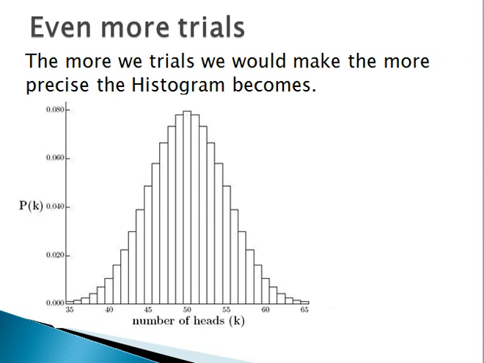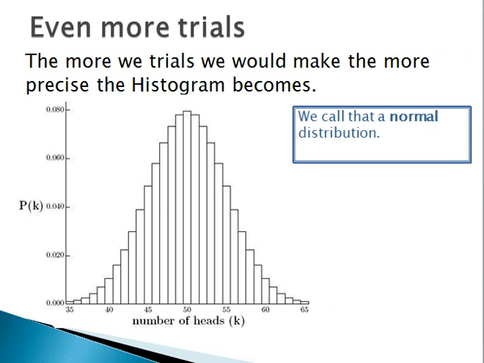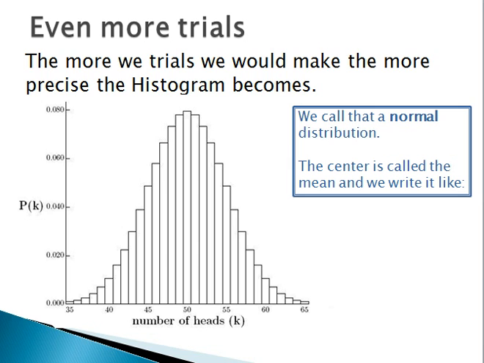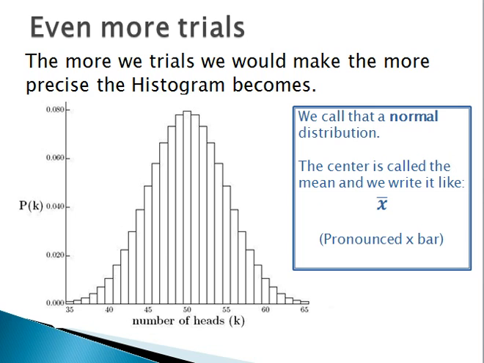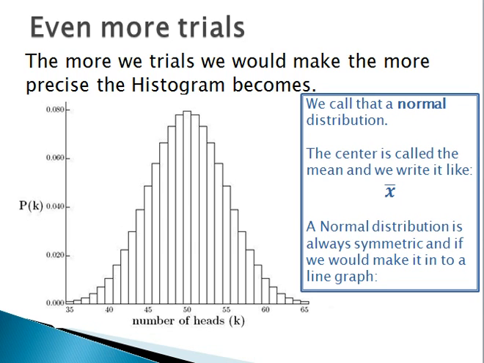The more trials we do, the more precise a histogram we can make. And this is what we call a normal distribution. Not yet, but this is what it sort of looks like. The center is called the mean, and we write it like X bar, X with a line above it, saying average, mean, or X bar. In this case, that was 50. A normal distribution always has a mean, and that's the center of the graph, and it always is symmetrical.